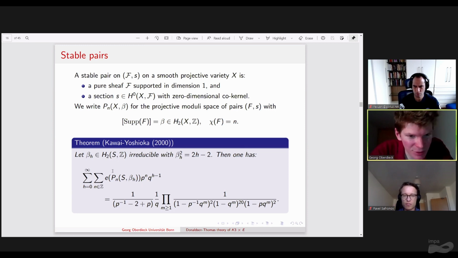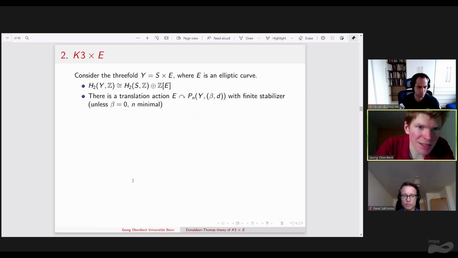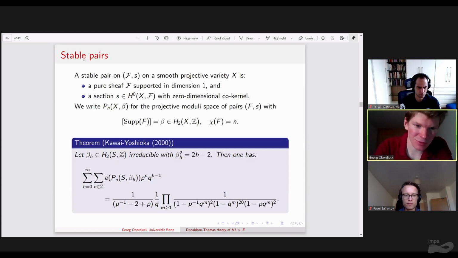But in some sense, you should really view this as a count of sheaves on the threefold, surface times C, or surface times elliptic curve. So let me go to the next case. Now let's come to the real case, the K3 surface times elliptic curve. Maybe I wait a second for any questions.